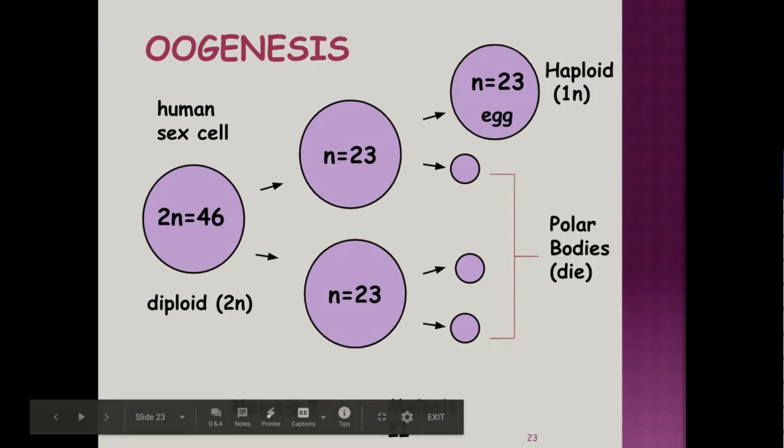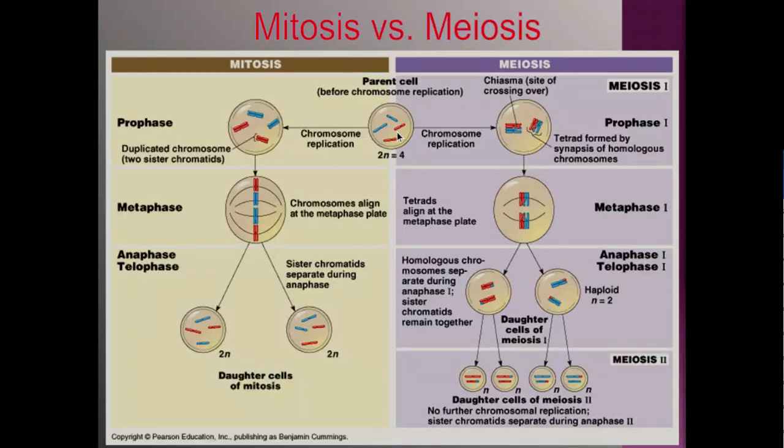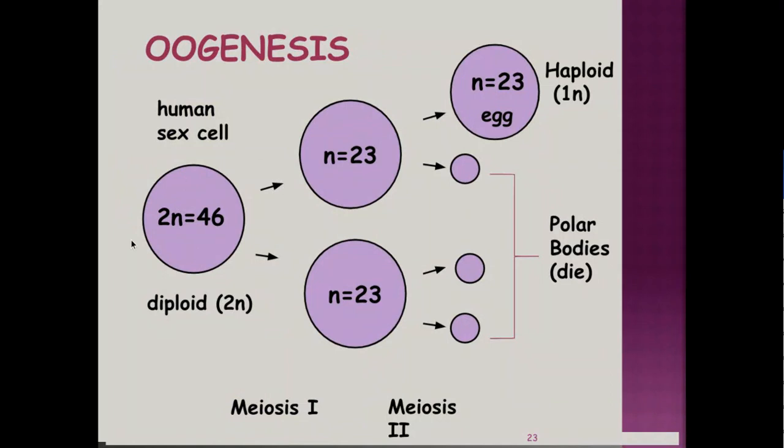Oogenesis is the process of making egg cells. You don't have to know this, but let's see. So you start with 46 chromosomes. You divide that in half and get 23. But then in the second round of division, the cytoplasm is not split evenly. So more cytoplasm is going to go to one cell than the other. And then more cytoplasm is going to go to this cell than the other cells in the second round of division. So with oogenesis, you actually only make 1 egg. And these other 3 are going to be polar bodies.